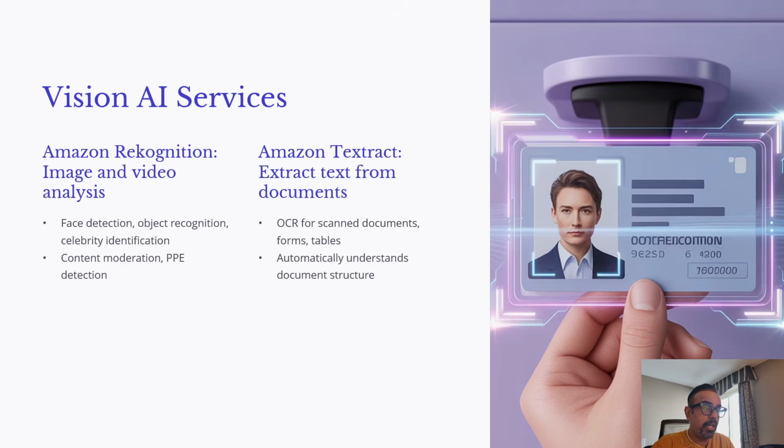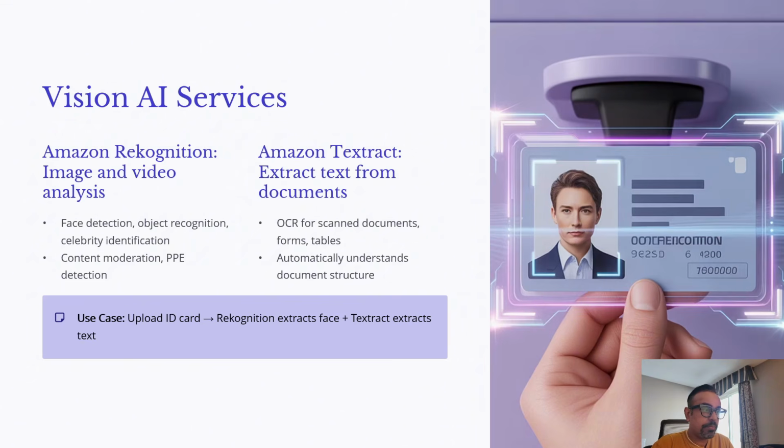Next comes Amazon Textract. This extracts text from documents using intelligent OCR. Unlike basic OCR, Textract automatically understands document structure. It recognizes forms, tables, and key-value pairs without a template. OCR for scanned documents, forms, and tables works automatically. Textract reads printed and handwritten text, and extracts data from invoices, receipts, tax forms, and medical records while preserving the logical structure and relationships.